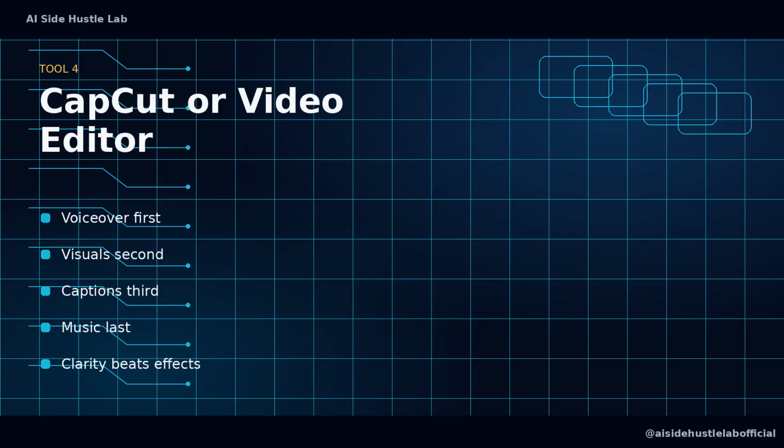Fourth, add captions or key text on screen. Fifth, cut out dead space so the video keeps moving. Sixth, export 2 or 3 shorts from the strongest moments.